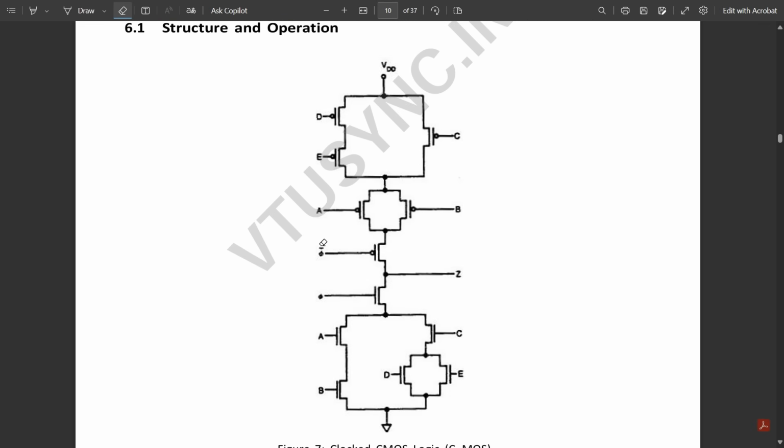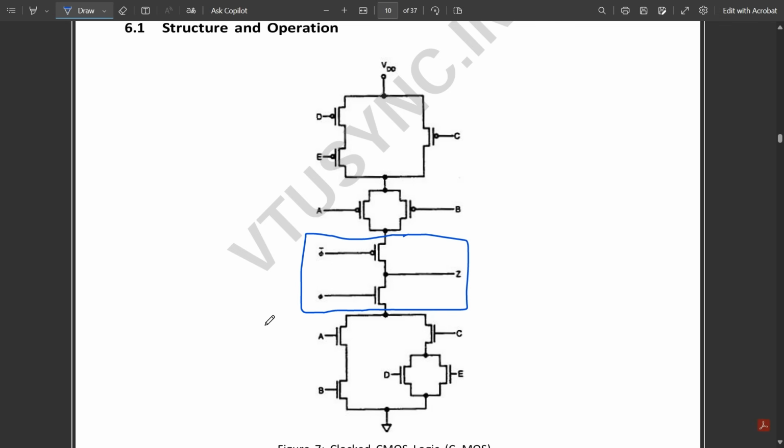Again, we have taken the same example, that is AB plus C into D plus E. If you compare this with the CMOS design, it is similar to that, but there is one change here. That is this part, you observe carefully. In the CMOS part, between the pull up part and pull down part, we used to take the output directly, right?